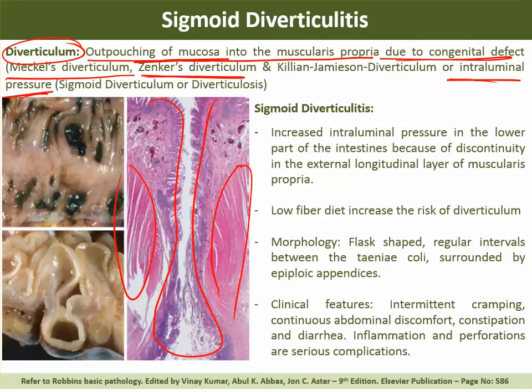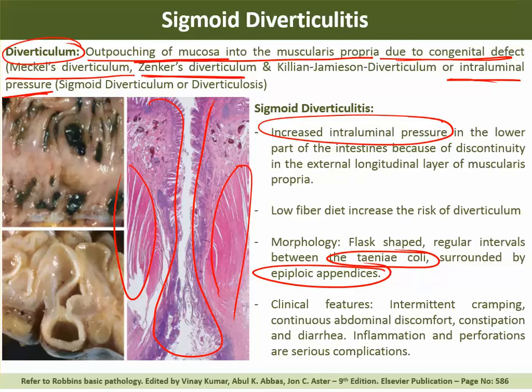So there is increased intraluminal pressure, and also in the colon there is some weakness in the muscular layer, because the external layer is divided into three parts. It is called taenia coli, and it is surrounded by fat tissue called epiploic appendices.